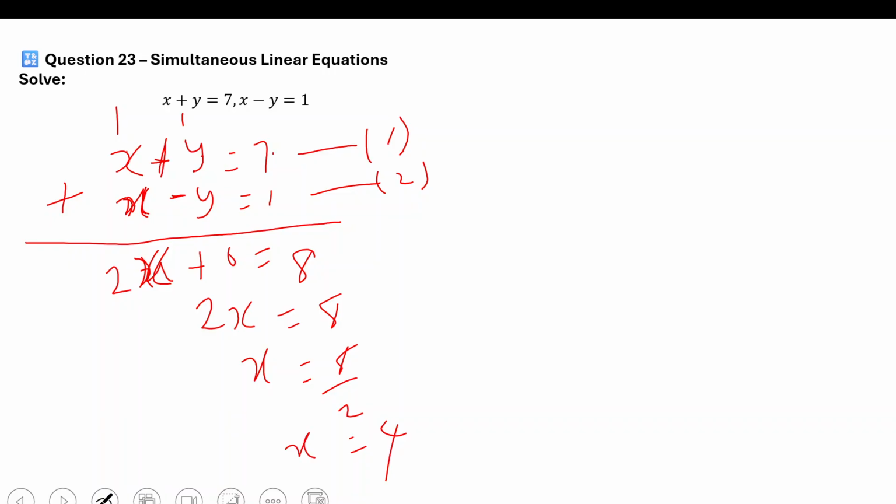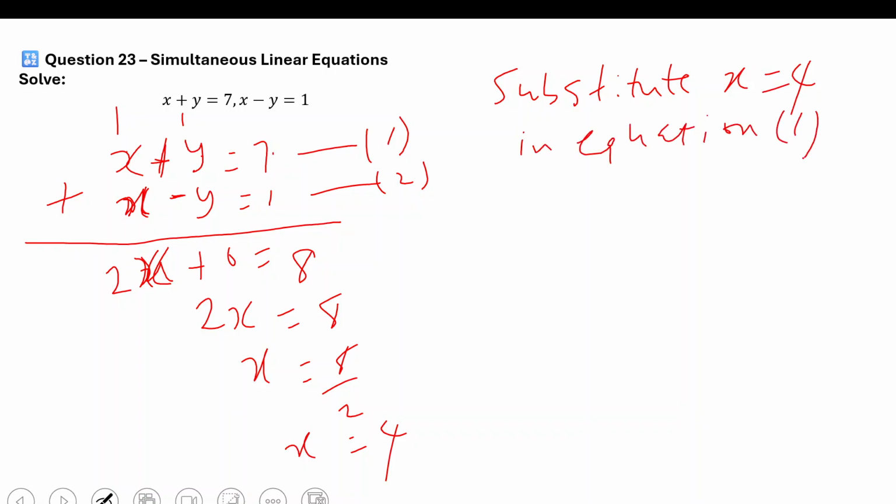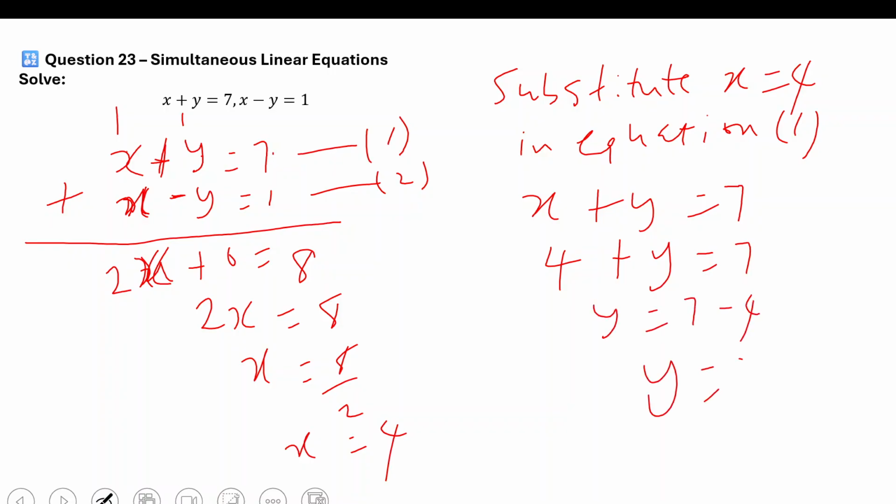If x is 4, I can find y. I can substitute x equals 4 in equation 1. Okay, so equation 1 says x plus y equals 7. Where I see x there, I put 4. 4 plus y equals 7. So I have y equals 7 minus 4. So y equals 3. So x now is equal to 4 and y is equal to 3. So this is the simultaneous answer for that equation.